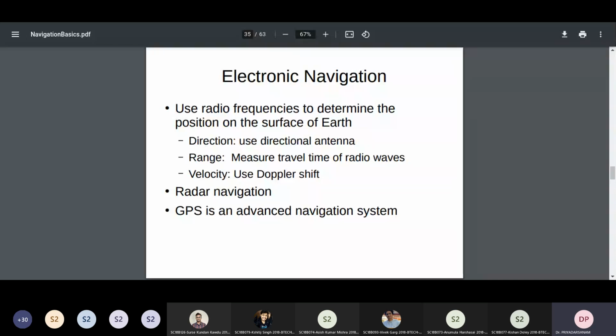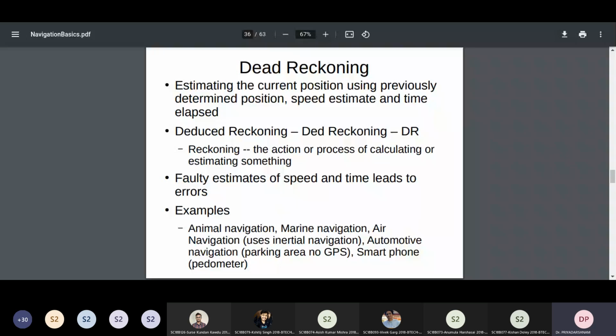Dead reckoning is an important navigation method which is used in all your missiles and spacecraft. It is basically estimating where you are by knowing where you were earlier. In addition to that, you have to estimate the speed and the time. The "dead" is not really dead. It is actually deduced reckoning, "ded", from which this has come, but people still use this terminology. So that is deducing the position by estimating something.